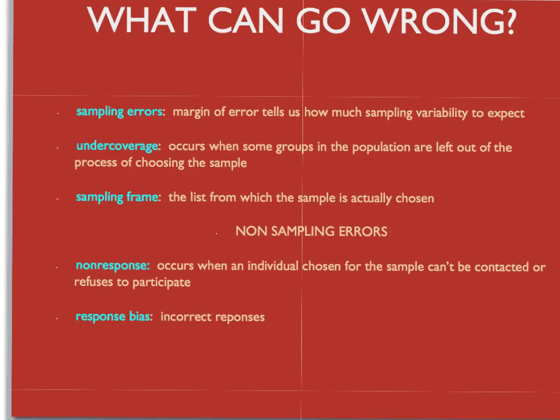A sampling frame is the list from which the sample is actually chosen. Now there are also non-sampling errors such as non-response. Non-response occurs when an individual chosen for the sample can't be contacted or refuses to participate. And then there's also response bias, when an individual gives an incorrect response. An example of response bias is if individuals were asked if they voted, and feeling guilty that it is their civic duty to vote, actually lie and say they voted when in reality they did not.